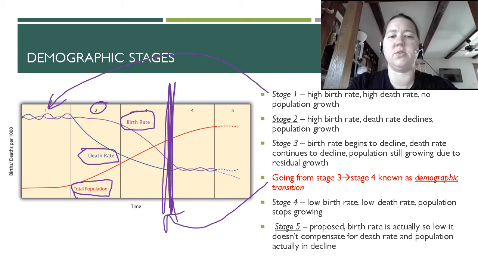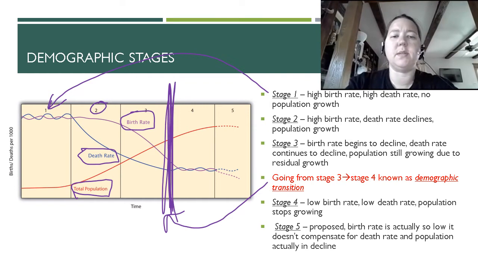Then this line right here generally is called the demographic transition, going from stage 3 to stage 4. In stage 4 you have, basically the opposite of stage 1, a low death rate and low birth rate. Everybody's finally caught up and said, hey, we don't need to have 20 kids. We're good. The ones that we are having are surviving, and we're not dying off as fast, so we're good.